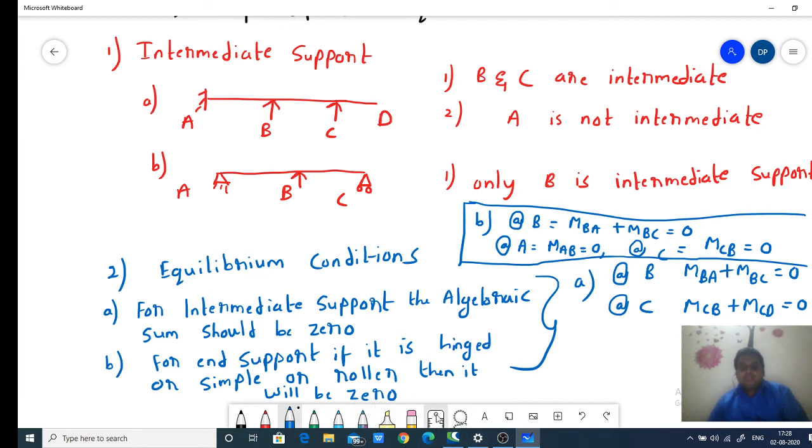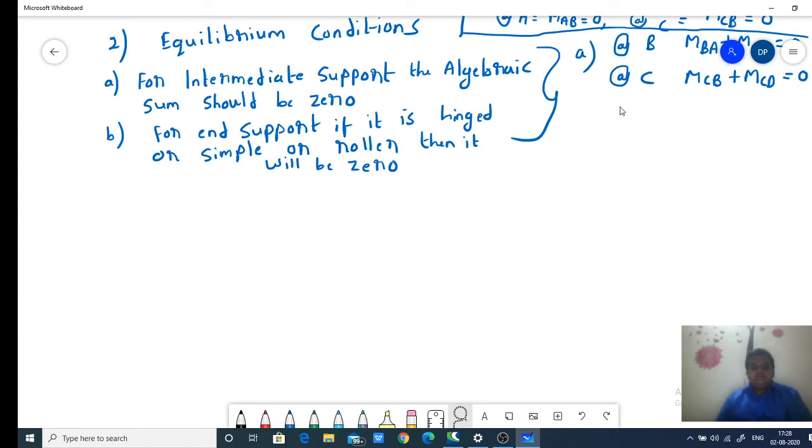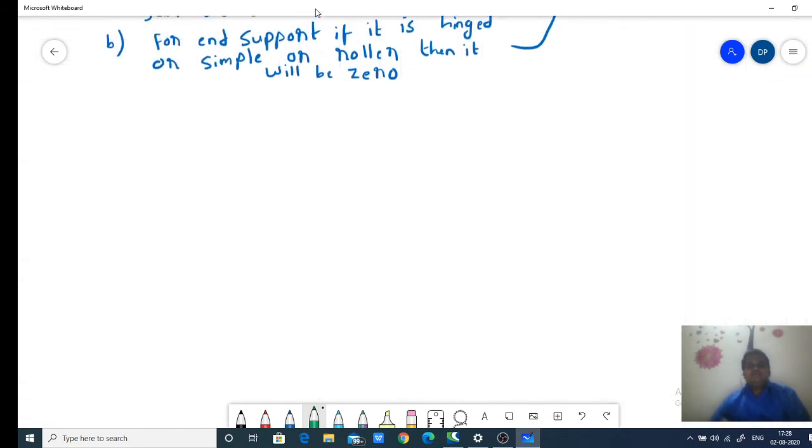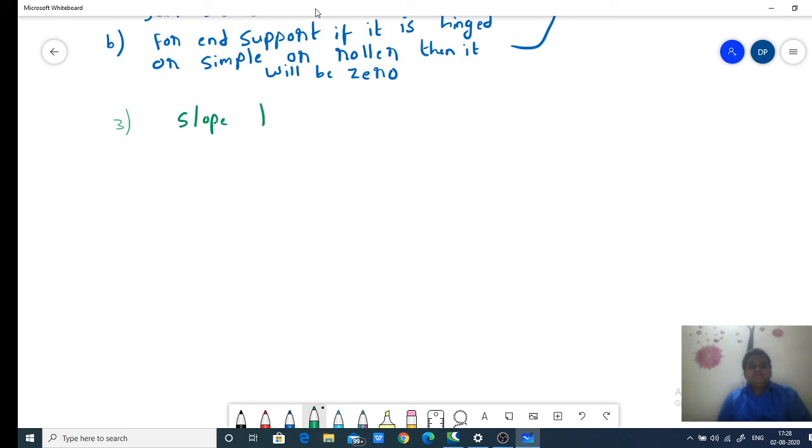Now these are how the equilibrium conditions are applied with respect to the support conditions. Now the next part is the slope deflection equations. How do we formulate the slope deflection equation? So the third part, if I write slope deflection equations, how do I need to write them? Whenever I am writing slope deflection equations, that once again will be with respect to the support conditions.